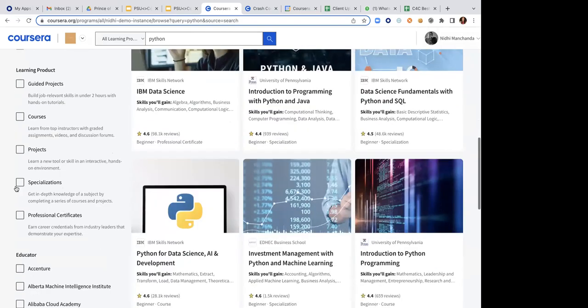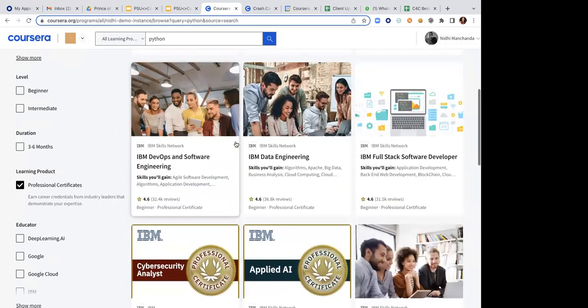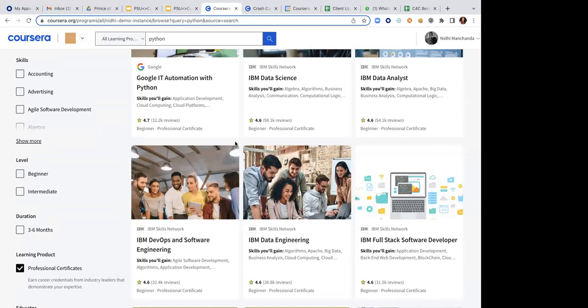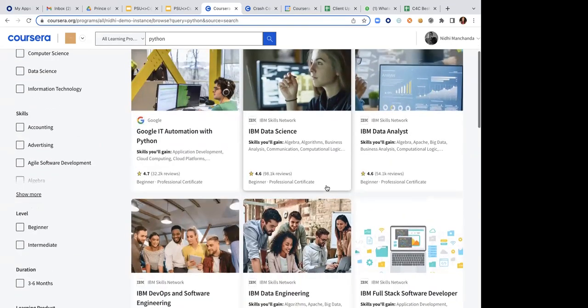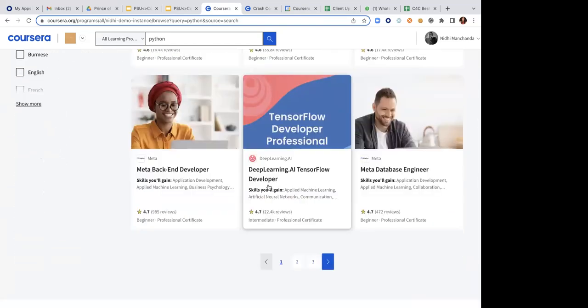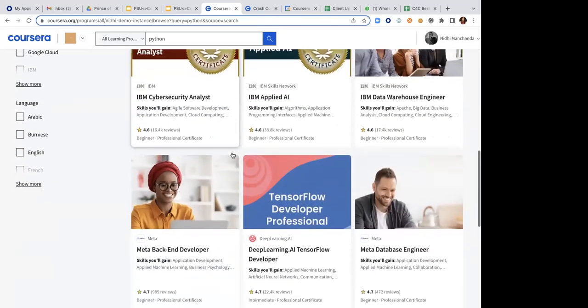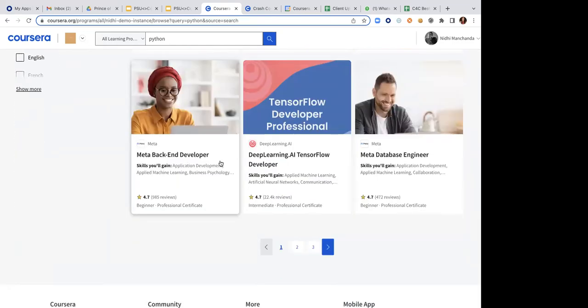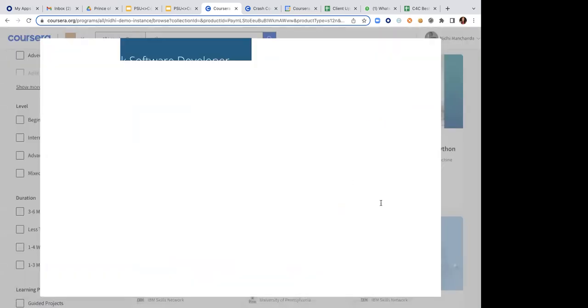And finally, apart from specializations, you can also take up professional certifications. Now, as I mentioned, professional certifications are basically created by our industry partners like Google, IBM, and other companies as well, such as DeepLearning.AI, Meta, and so on. So, for your students, there are multiple options. Like if they want to become a cybersecurity analyst, or a backend developer, or a social media strategist, we have certifications for those.